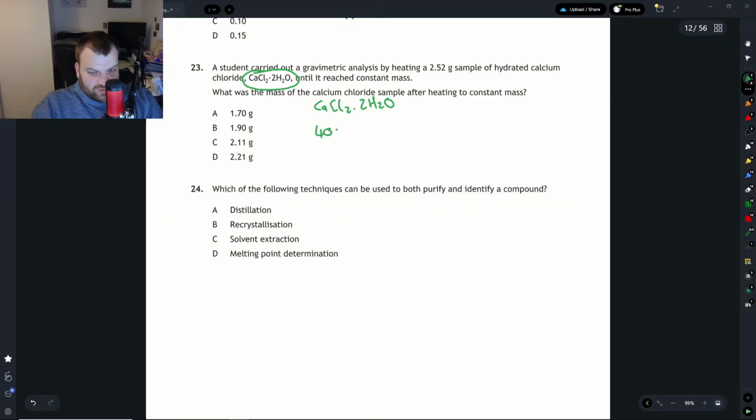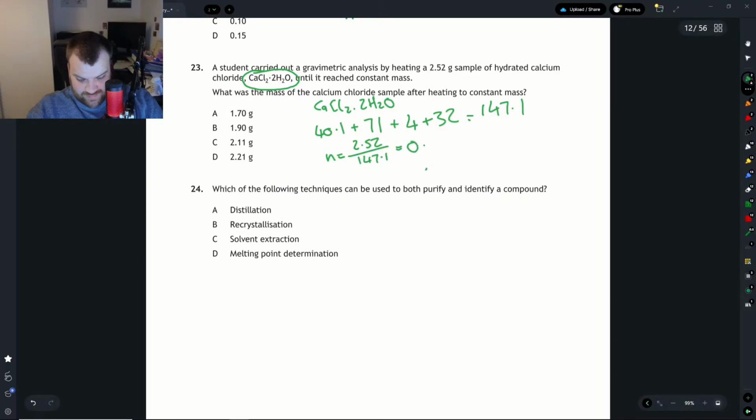We have 40.1 from the calcium, 2 times 35.5 for the chlorines, that's 71, plus 4 from the hydrogens and 32 from the oxygens. Gives a GFM of 147.1. There, the number of moles of this will be 2.52 divided by 147.1. That gives me 0.01713 moles, we'll call it.